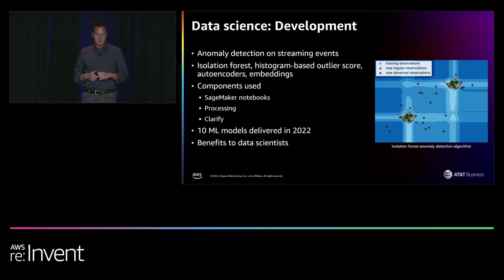So we picked isolation forest because it's easy to understand. It generates compact models, and it performed well in the testing that we did. We use SageMaker notebooks extensively for data exploration, data model creation, model tuning. We use SageMaker processing to build our feature engineering pipelines, and we use SageMaker Clarify in a couple different ways, both during model development, but also on the ML ops side, which we'll talk about in the next slide.